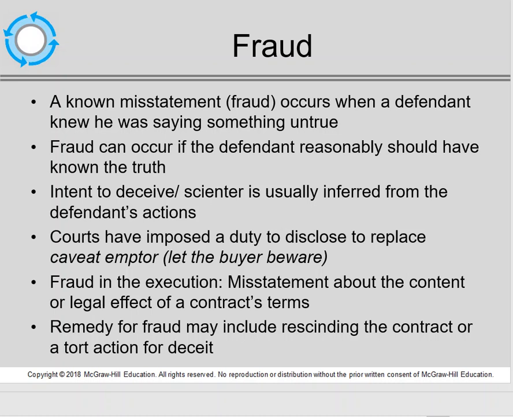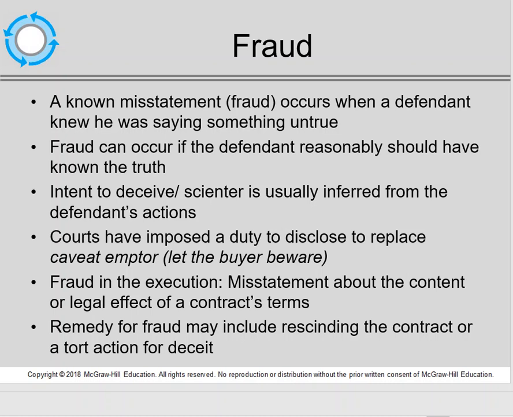A couple other factors we want to talk about with fraud. First, let's look at fraud by silence, by not saying anything or keeping your mouth shut when you should have spoken up. There's a difference between the common law and the modern law with regards to fraud by silence. Under the common law, silence was a defense for the defendant. In essence, we went by the old Latin term caveat emptor, translated, let the buyer beware, which means the defendant had no duty to say anything.